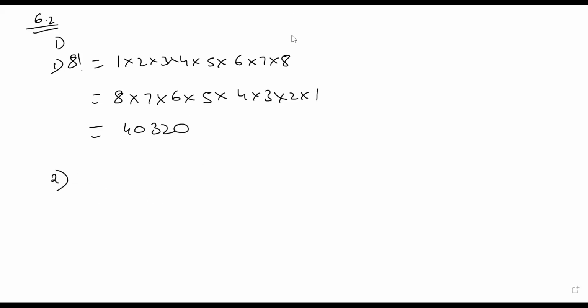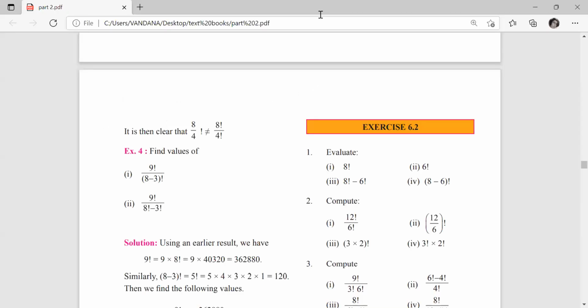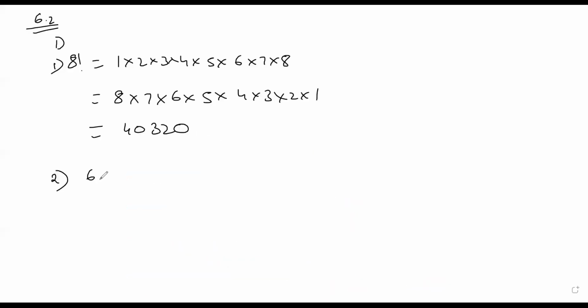Second case is 6 factorial. 6 factorial is 6 into 5 into 4 into 3 into 2 into 1, और यही आदत रखनी है decreasing या descending order में multiplication करने की. This is nothing but 720. If you multiply, you will get it. 6 into 5, 30, 30 into 4 is 120, 120 into 6 is 720.